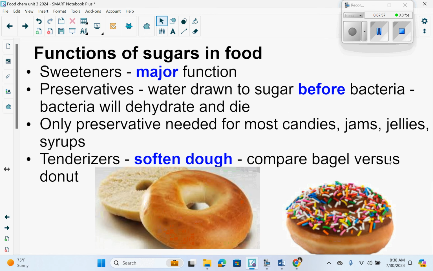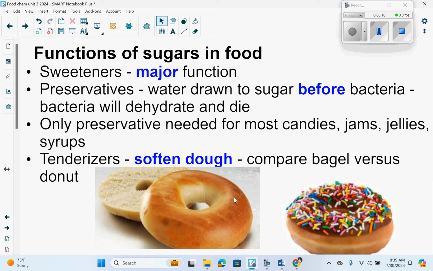Okay, functions of sugars in food. Sweeteners, right? That's the major function. Preservatives. Water is drawn to sugar before bacteria, so bacteria will dehydrate and die. It's the only preservative needed for most candies, jams, jellies, and syrups.